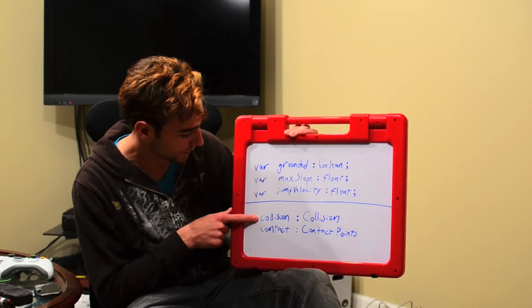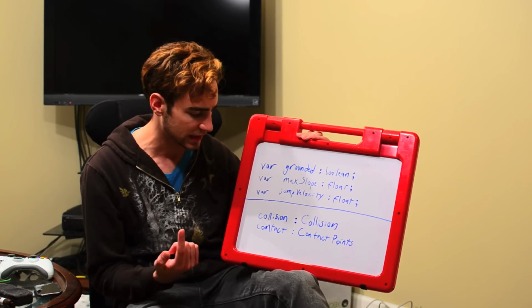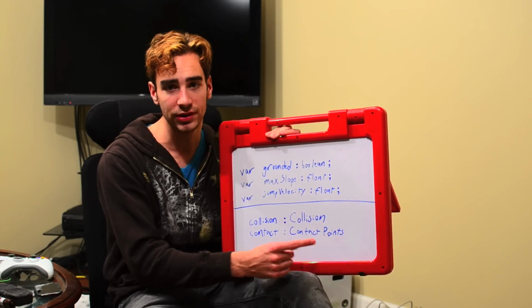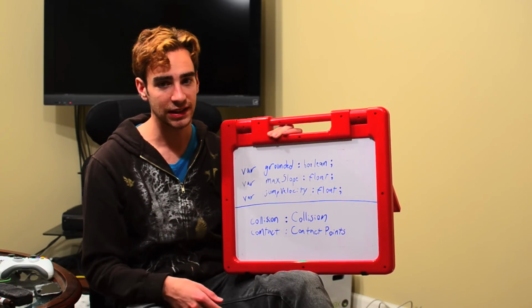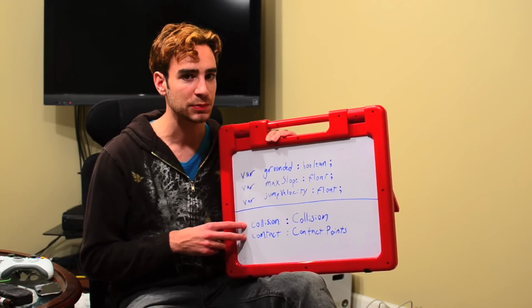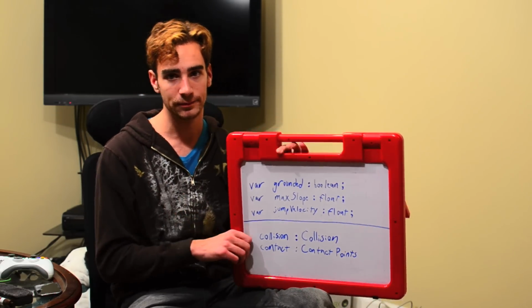But basically we have collision, and that is a variable type of collision. I'll explain that later. And contact, and that's a variable type of ContactPoint. Once again, I will explain that later because it's kind of tricky to understand, but you need these two variables in place for us to detect the ground beneath our feet.